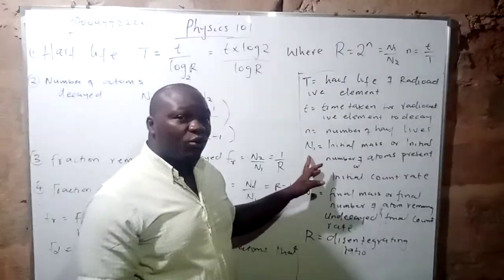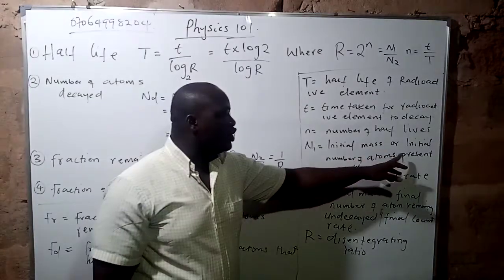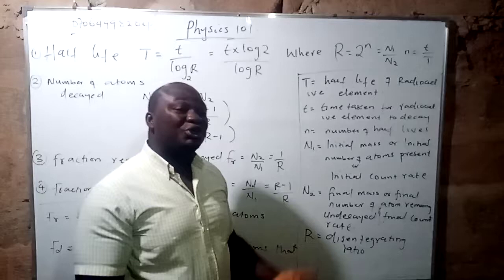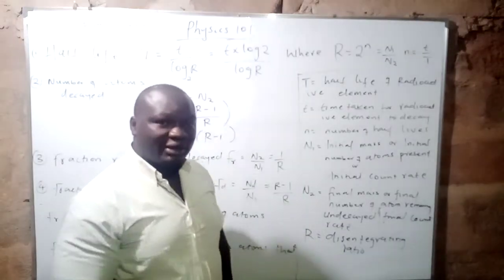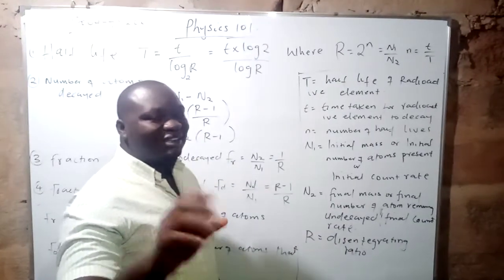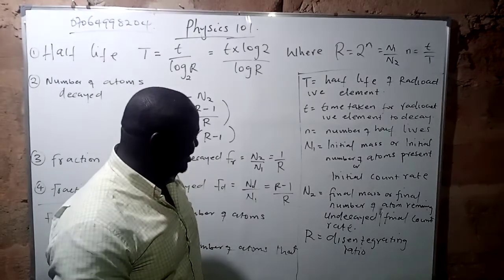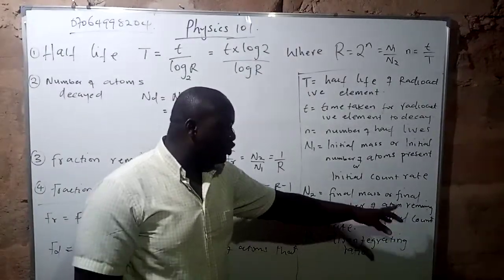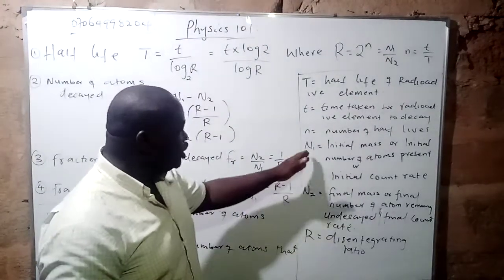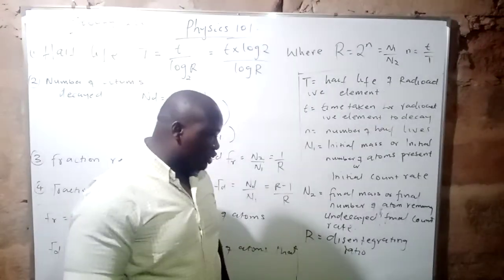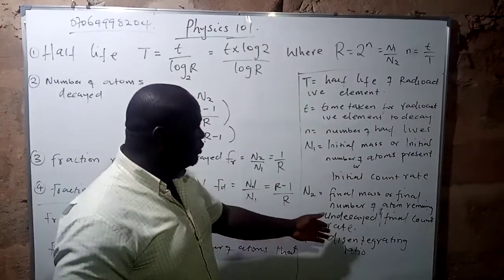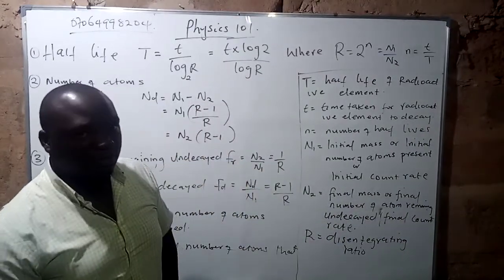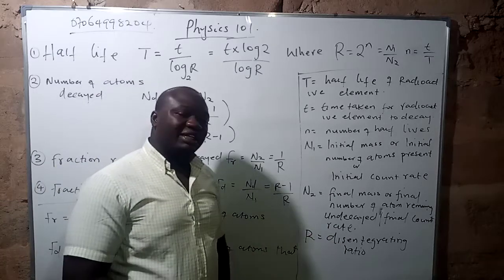Capital N1 is the initial mass or initial number of atoms present, or you can also call it the initial count rate. When we start solving questions, you start understanding what I'm talking about. The capital N2 is the final mass or final number of atoms remaining. If this is the initial, this is the final. It can also be the final count rate. Write it down. While your R is the disintegrating ratio.